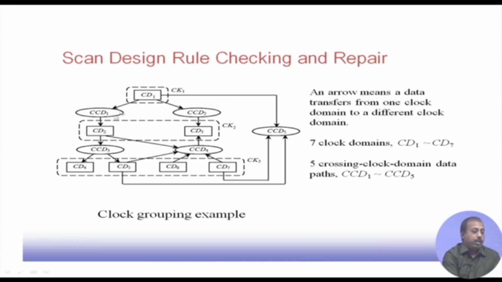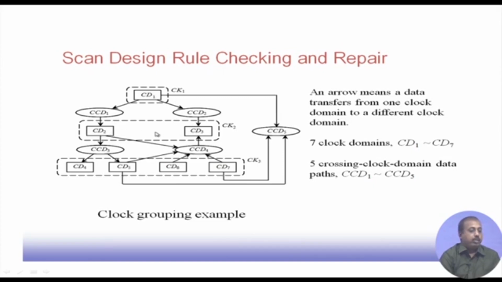which is being passed. So they are called crossing clock domain data paths, like this CCD1. So there is a path from CD1 to CD2 in the circuit, so that is actually crossing the clock domain. Similarly here CD1 to CD3. So there is a crossing clock domain, but from CD2 to CD3 there is no crossing.